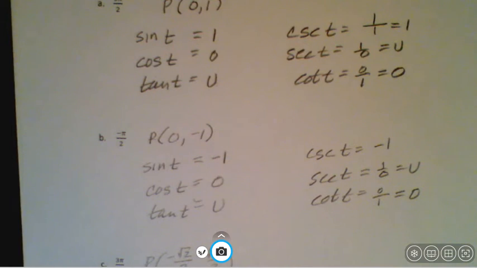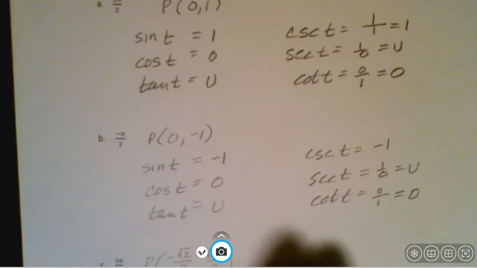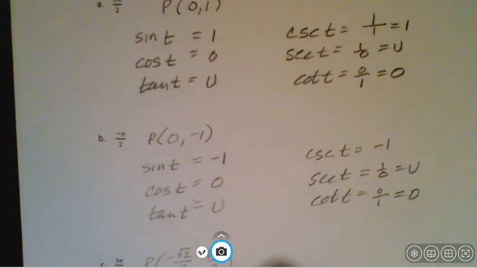Okay, so here we go again. The sine of t is y, square root of 2 over 2. Cosine is x, negative square root of 2 over 2. And when we put sine over the cosine, what do we get? Negative 1.